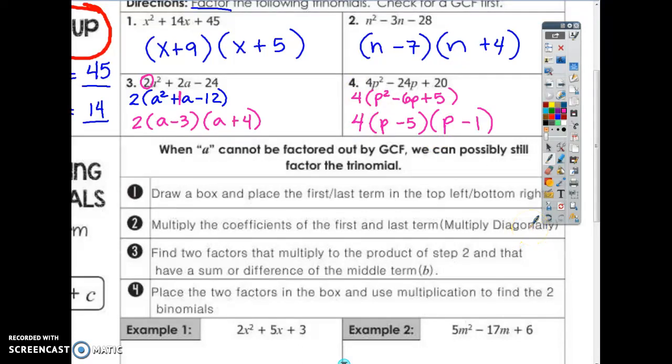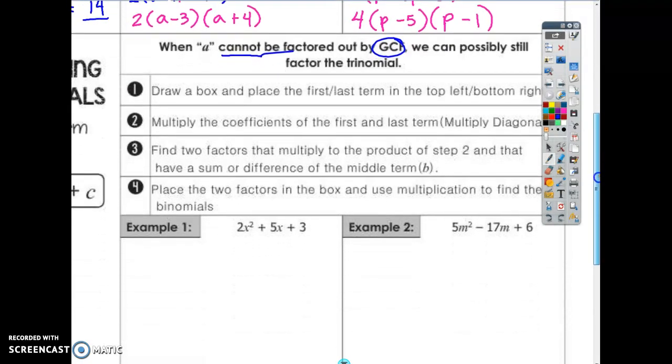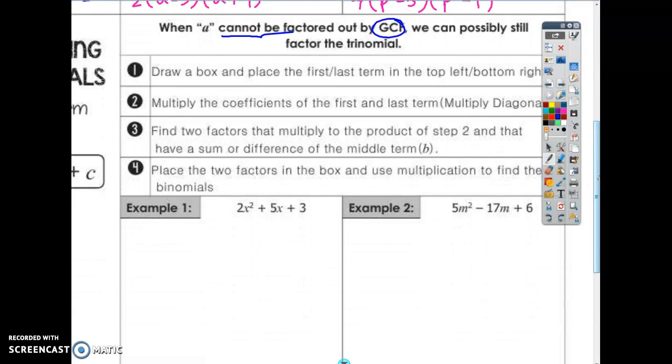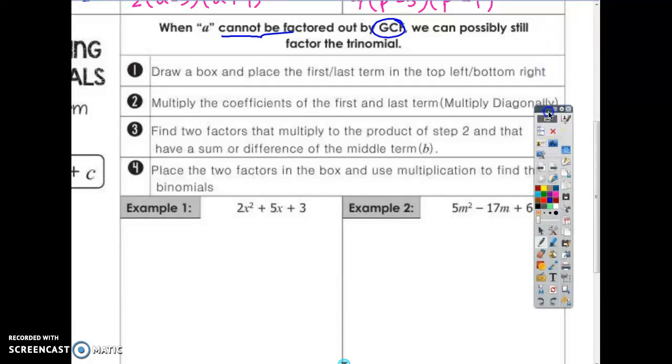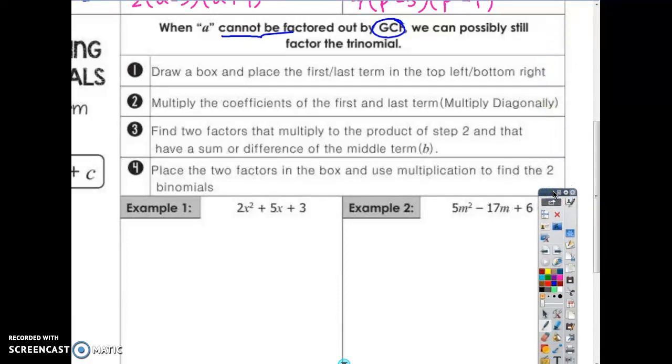Okay, why is it so important to find the greatest common factor? Because when we cannot find a greatest common factor, then we're going to have to factor it a different way. Okay? We're going to have to factor it out a different way. So here are the steps that we're going to use. And it's okay if you don't understand it right now. I'm going to do 4 examples with you, so you're going to follow along.